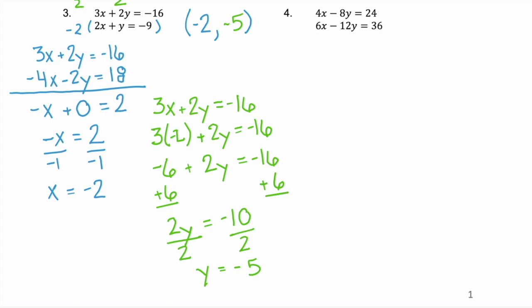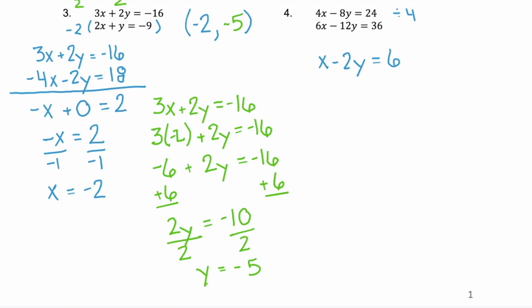Okay, example 4. Now, both of these equations have a lot of big coefficients. So here, it's probably easiest if we can shrink those down first. So notice that the first equation, we can divide the whole thing by 4 because 4 is a GCF here. So we factor out a 4 and we'd be left with x minus 2y equals 6.